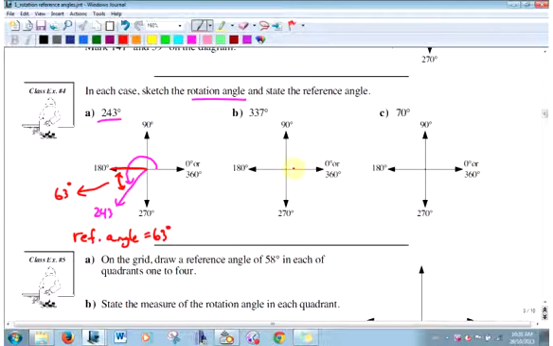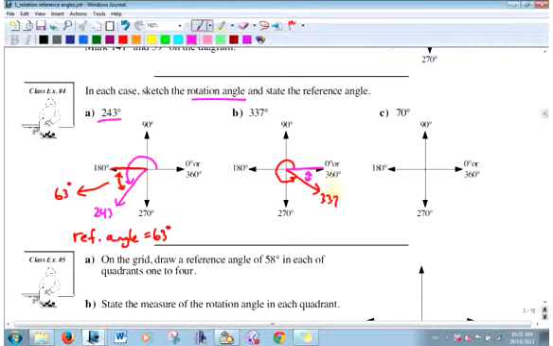337, where's that? There's 270, 337. I need to go 37 more degrees, so I need to go 67 degrees. Okay, that's more than 45. That's 337. What's the definition of a reference angle? Between the x-axis and the terminal arm. Here, it's there. Okay? So it's a little bit different than this one.